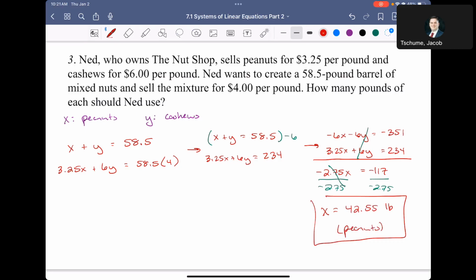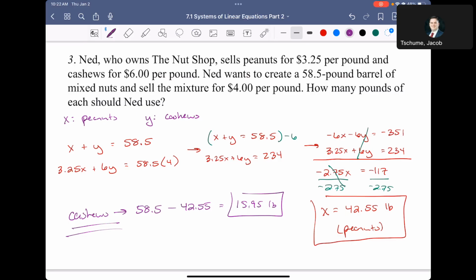Now that I have how many pounds of peanuts I'm going to need, I now can solve for the cashews pretty easily because I know that my final mixture, so when we go to find cashews, I should say, I'm going to take my grand total mixture, which is 58.5, and I'm going to subtract how many peanuts I know have to go in this, which will be 42.55. And so doing some subtraction on my calculator real quick, I get an answer of 15.95 pounds, and that's how many pounds of cashews I'm going to need in this mixture.